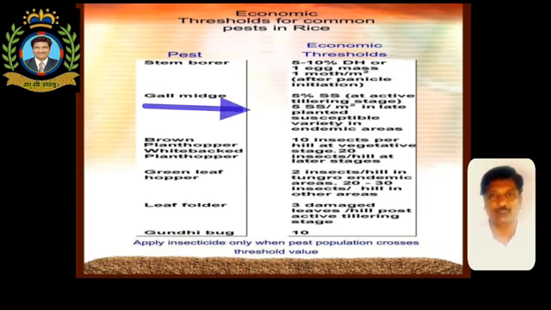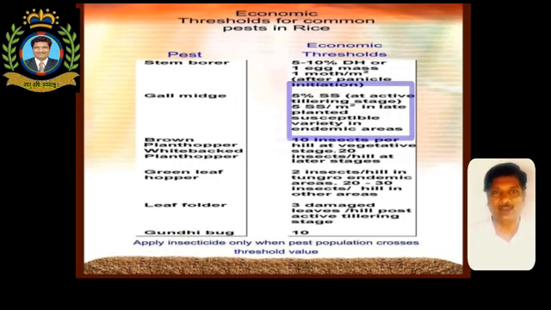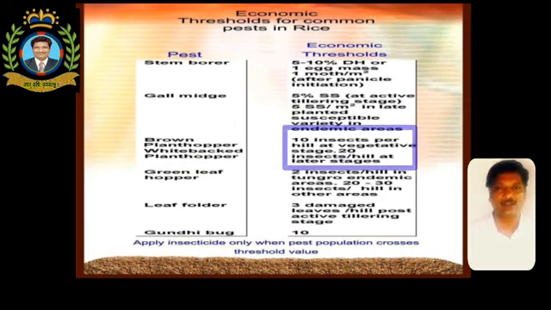In case of gall midge, mostly 5% active tillering stages per meter square in the later planted susceptible varieties, if found, the management strategies can be adopted. Whereas in case of brown plant hopper, 10 insects per hill in the vegetative growth stage, or 20 insects per hill at later stages of plant growth, if observed, the control measures can be adopted.